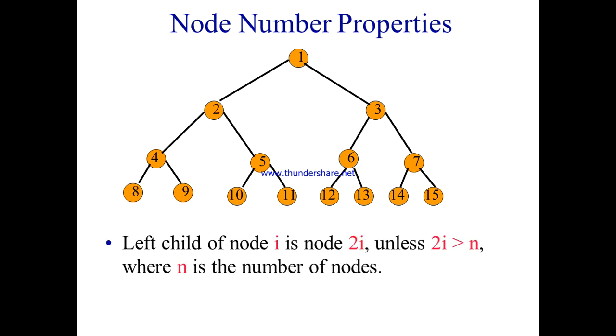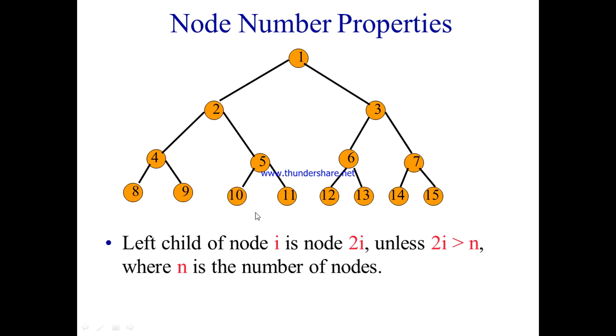Coming to the left and right child: the left child of node I is node 2i. If I want to identify the parent, I use division; if I am going for its child, I have to use multiplication. So if I take 1, the left node is 2 into 1, that is 2, unless 2i is greater than n.